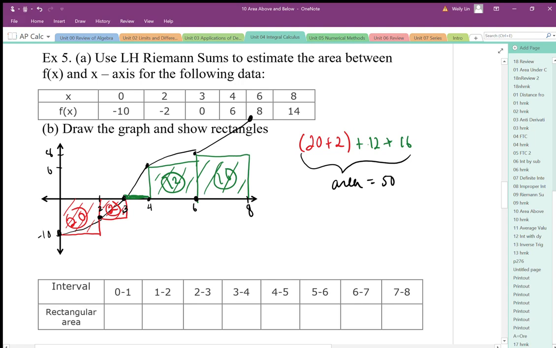Okay, but if I were to talk about the net displacement, the question didn't ask for displacement, but if I were to ask about the displacement on the antiderivative, that would equal negative 22 plus 28, so it would be a net displacement of plus 6. Okay, so there's a difference between the net displacement and the total area.